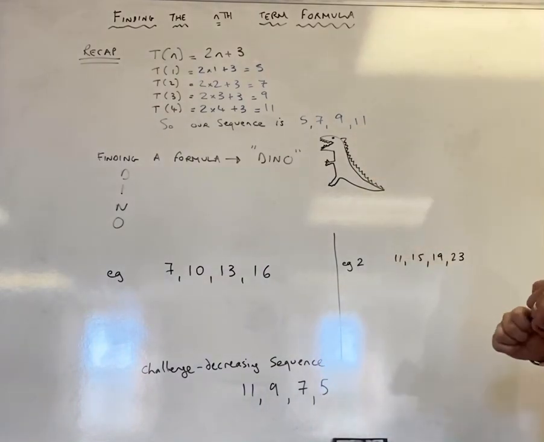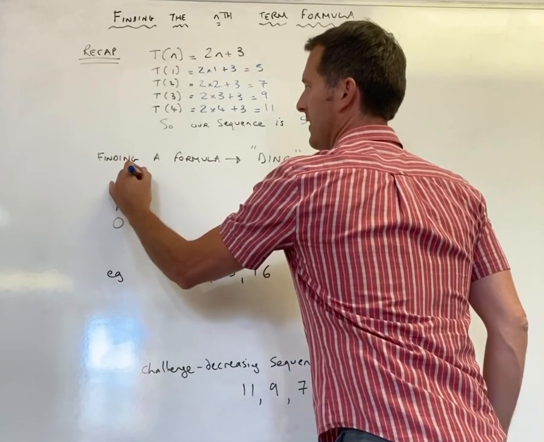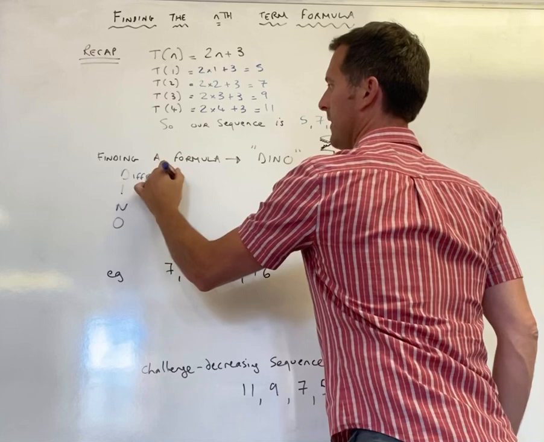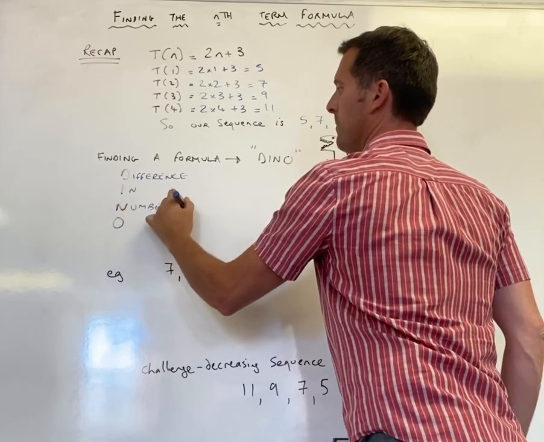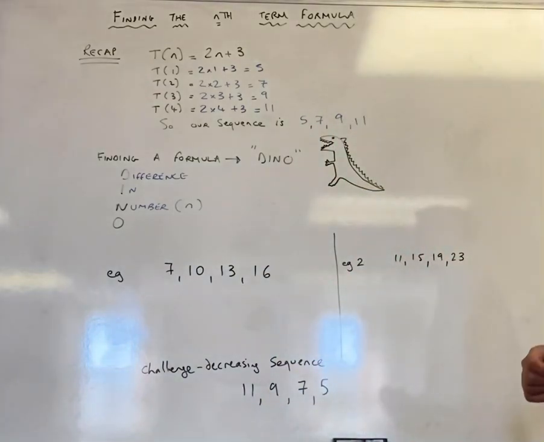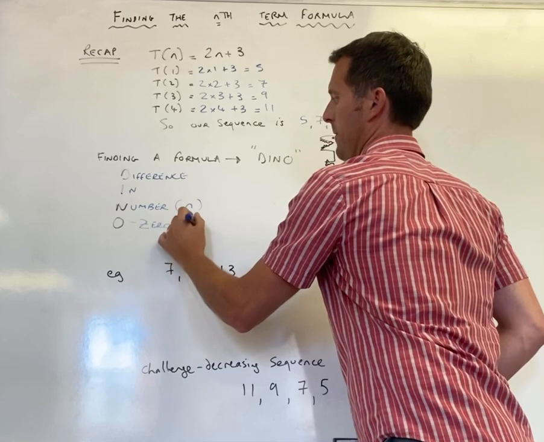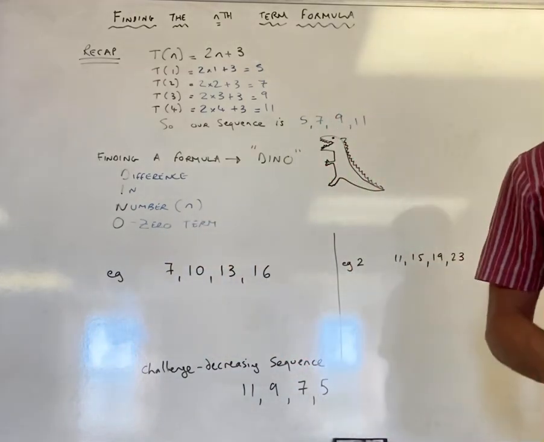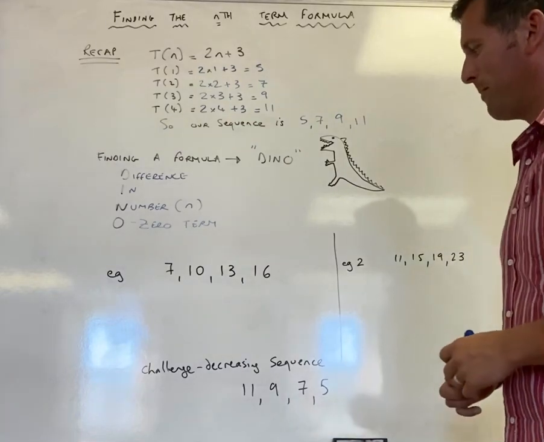This is what DINO stands for, though. DINO is really, really useful. It stands for difference in number. So the difference in number in your sequence is linked to that n. And then the O actually stands for the 0 term. And I'm going to show you how to use DINO, because DINO is awesome. It's such a clever way of finding a formula.